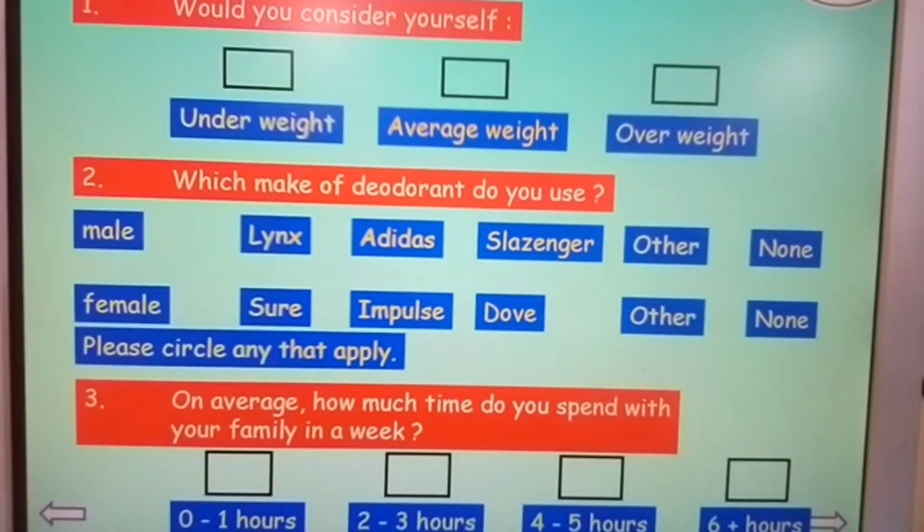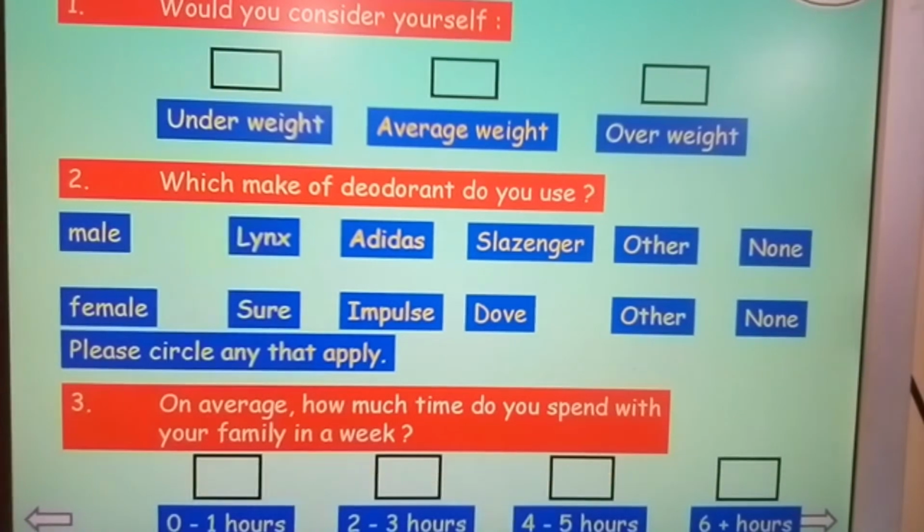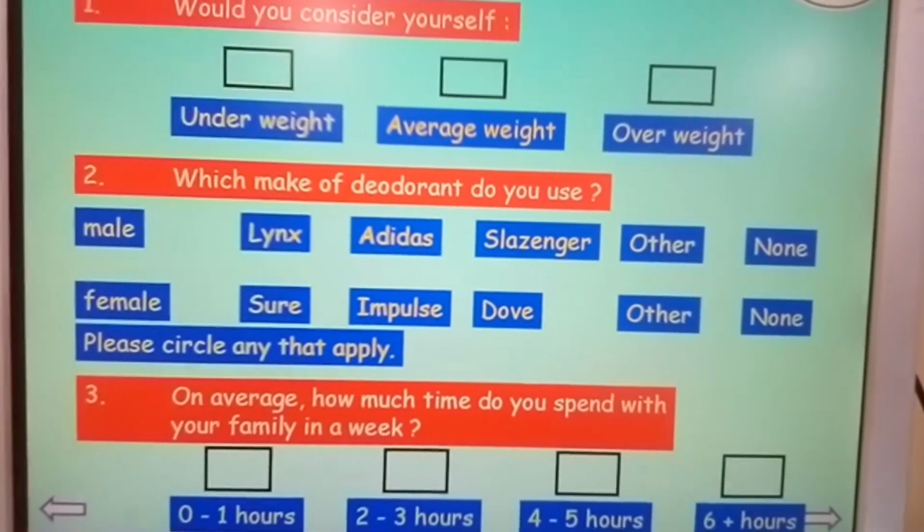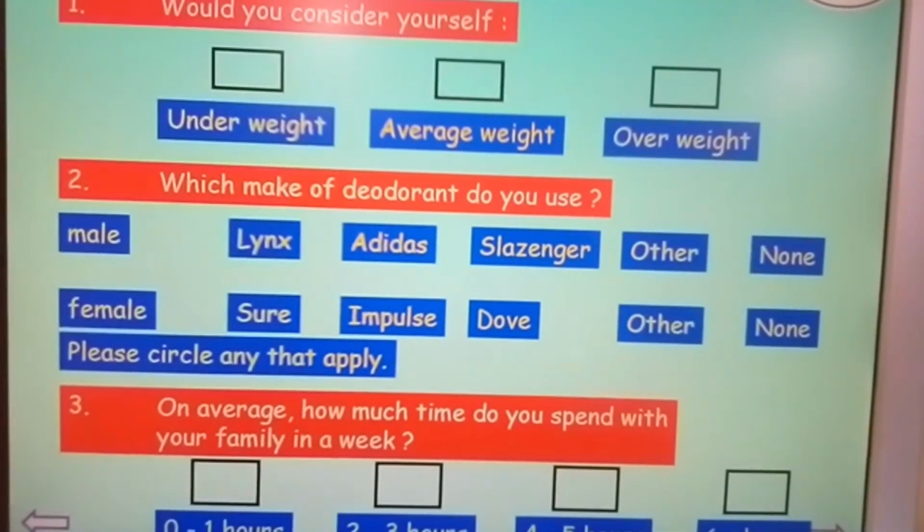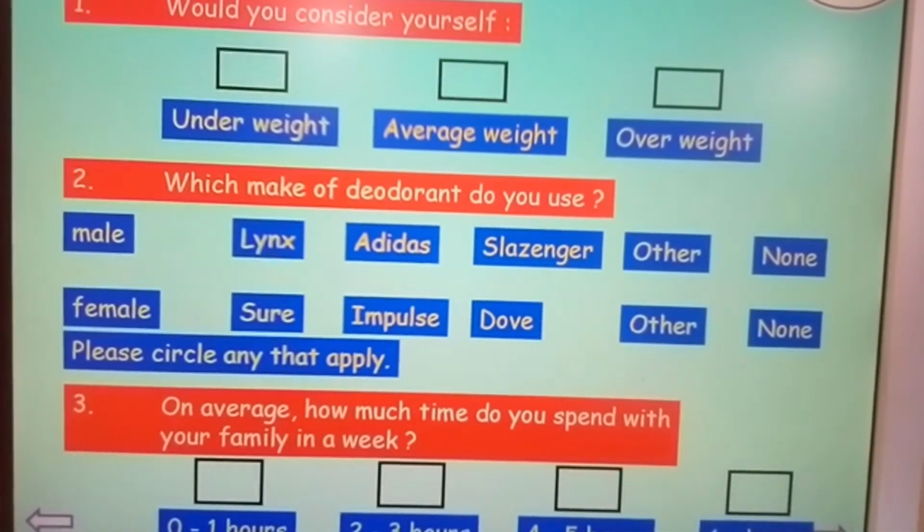So, which make of deodorant do you use, etc. So forth. On average, how much time do you spend with your family in a week? Okay. So you can see that there is quite a range there to select from, and it is not limited.